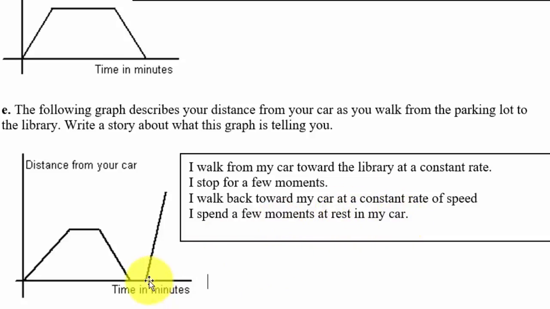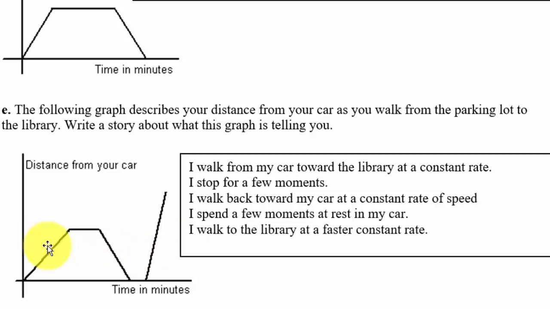Now, the last line, it looks like I go all the way to the library. I walk from my car to the library at a constant rate, and you could even say at a faster pace, right? Because this line is steeper than my original line. So I just wrote, I walk to the library at a faster, constant rate. My rate is a little bit faster than the first line.